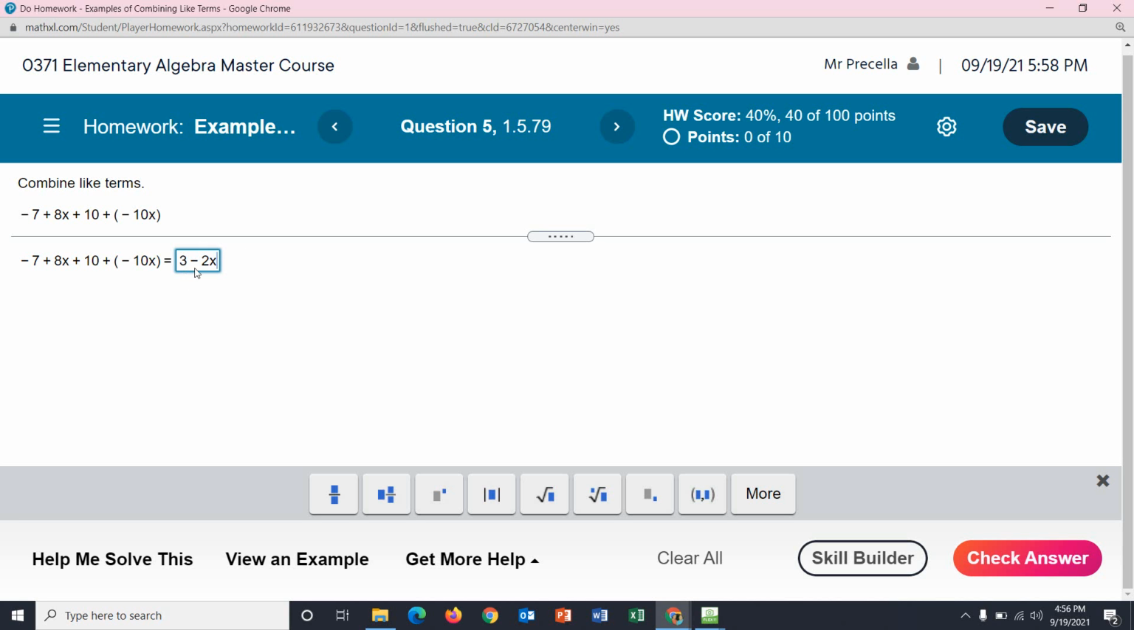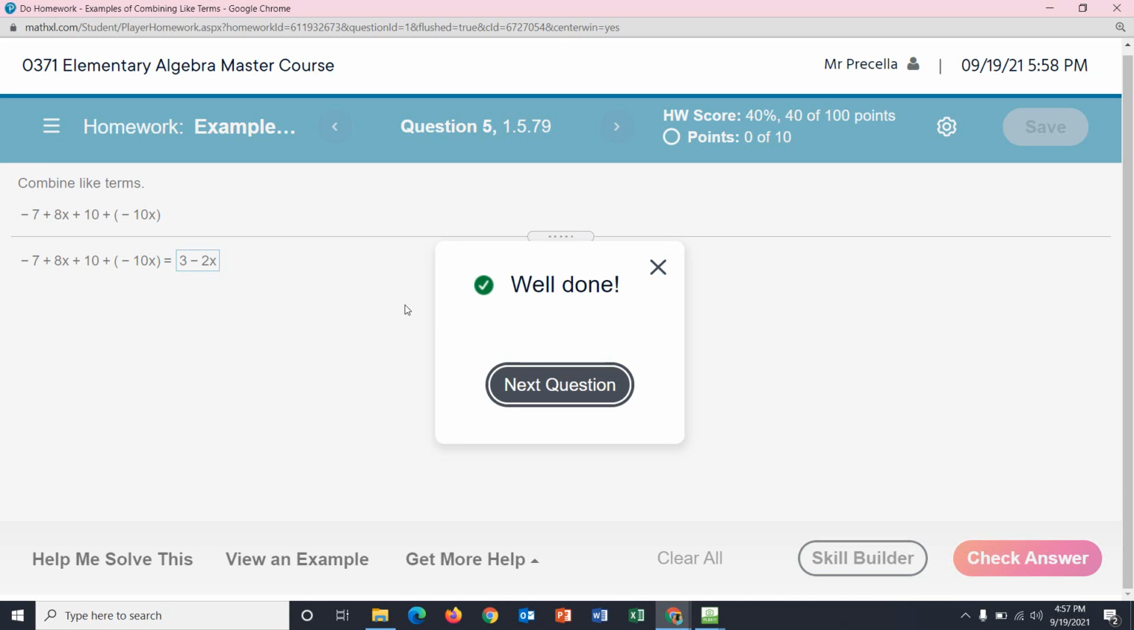Do not subtract the 3 and 2. Why? Because the 3 doesn't have an x on it. Okay? So I'll check the answer. This is called combining like terms.